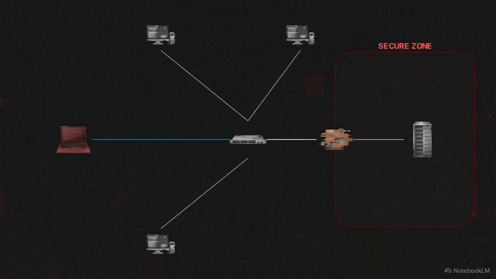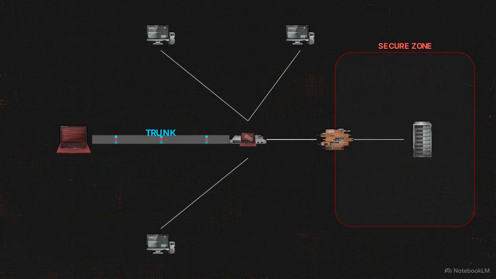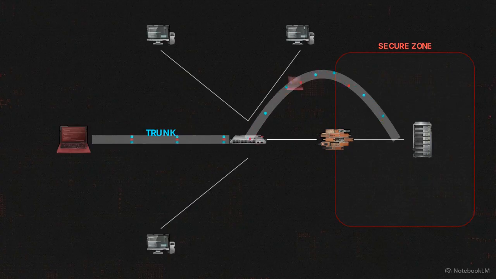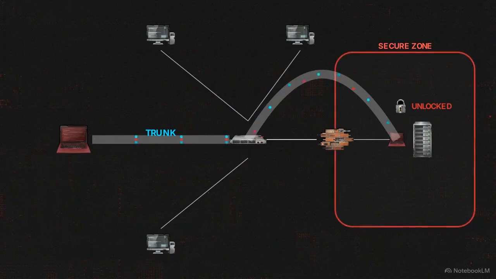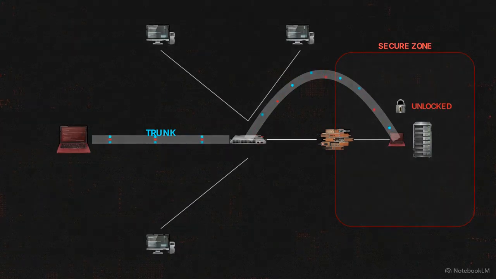Now they move toward the high-value data by injecting a fake DTP frame. Dynamic Trunking Protocol is a Cisco feature that automatically negotiates a link to carry traffic from multiple networks simultaneously. This tricks the lobby switch port into becoming a trunk, allowing the attacker to hop directly into the secure server VLAN. A virtual local area network logically isolates groups of devices, but the attacker has bypassed that isolation entirely.